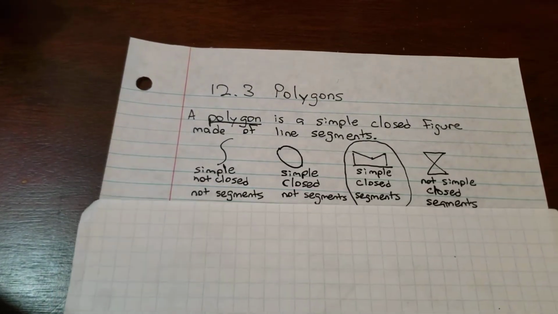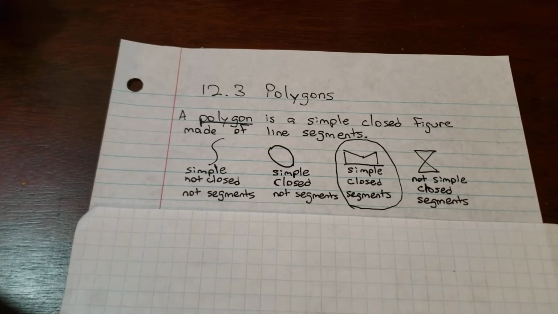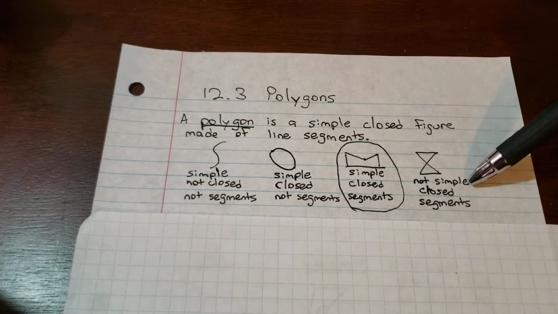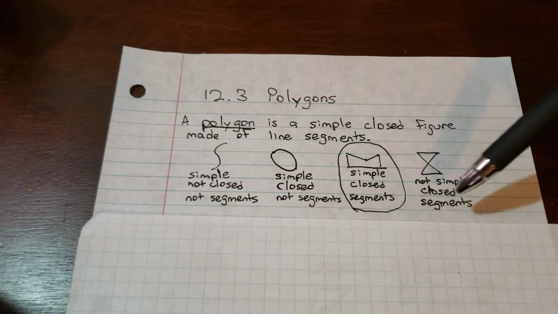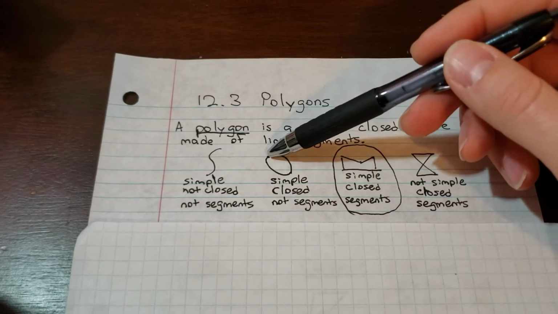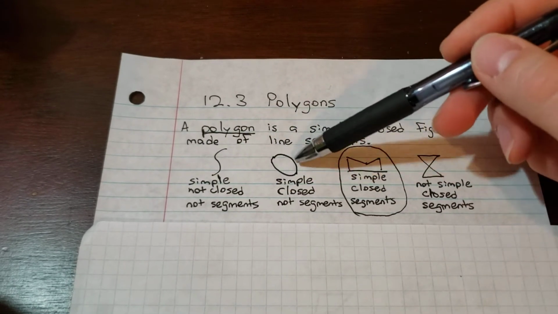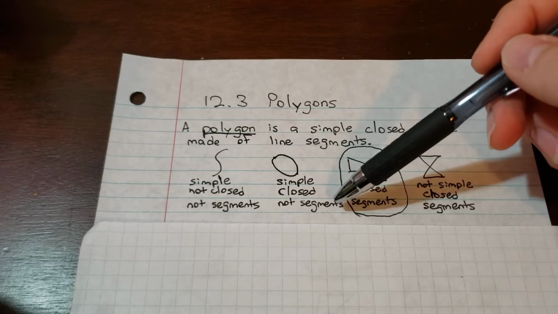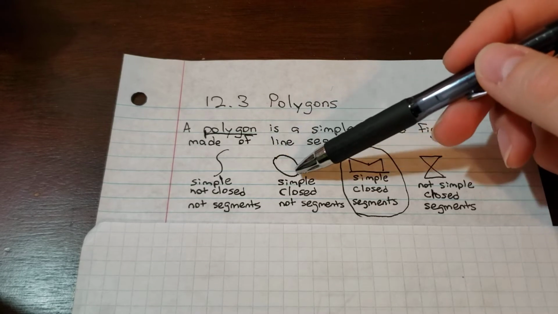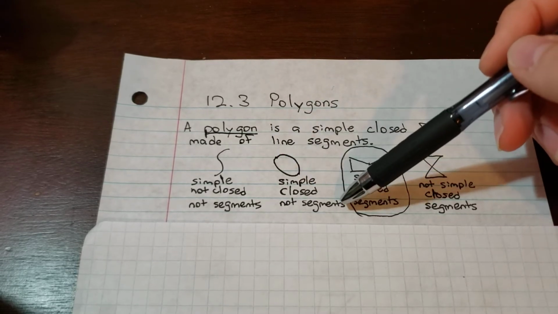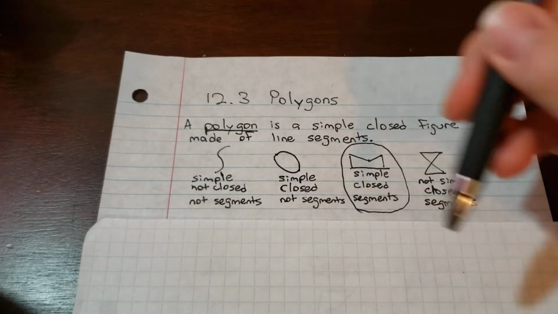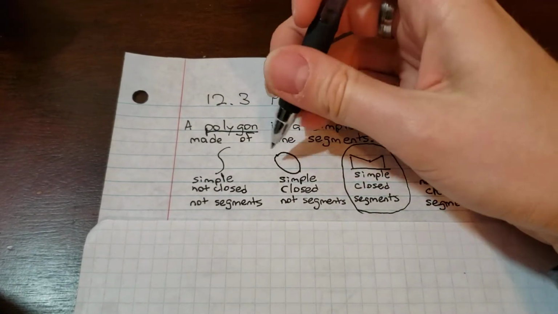So we've got all these ones categorized as simple or not simple, closed or not closed, and then segments. So now notice here how the circle is not technically a line segment. It's not a line segment because it's got a curve. So anything that curves is not a line segment, therefore it's not a polygon. Okay, we're gonna keep our eyes out for things like this.